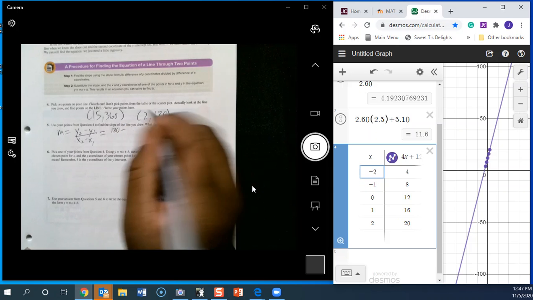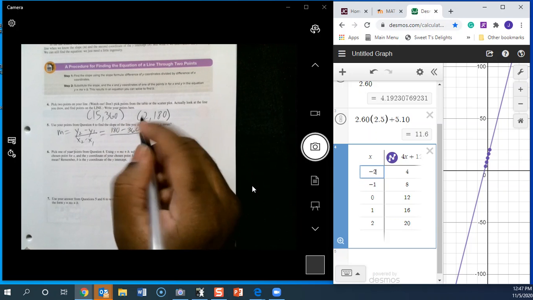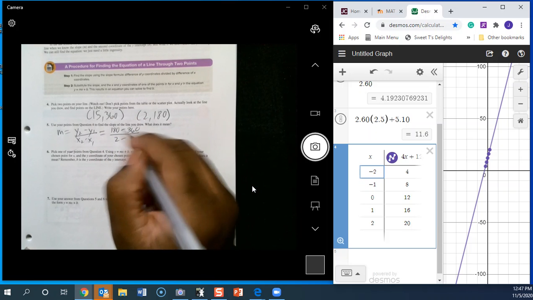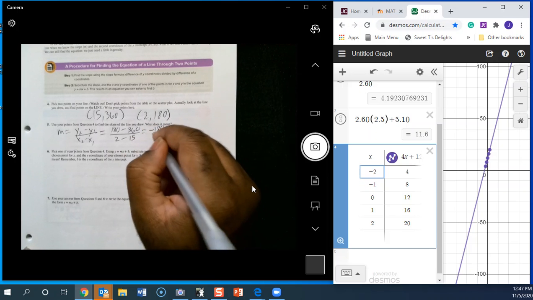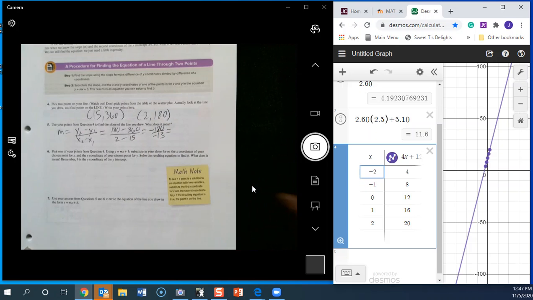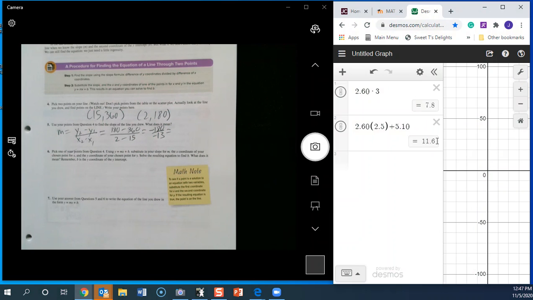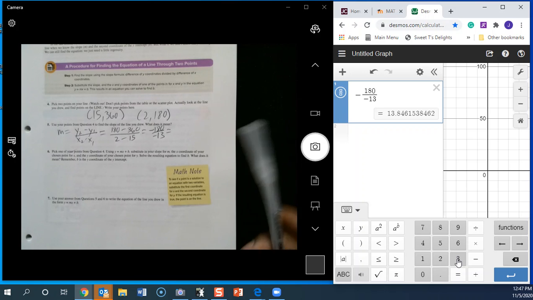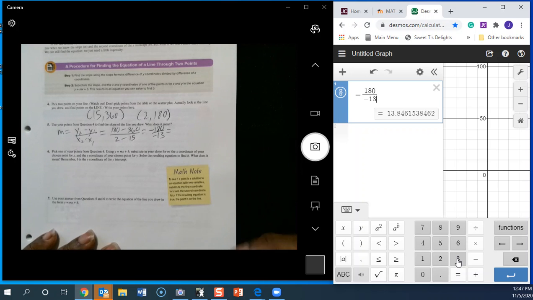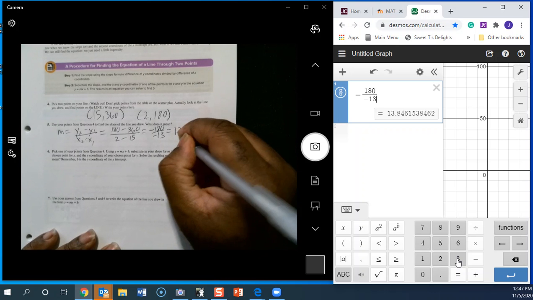y2 is 180, y1 is 360, x2 is 2, and x1 is 15. So this would be a negative 180 all over a negative 13. So we know that would end up being a positive because a negative divided by a negative is positive. So I could use this here. This would be a negative 180 divided by a negative 13. So let's round this to 2 decimal places. So it'd be 13.85.